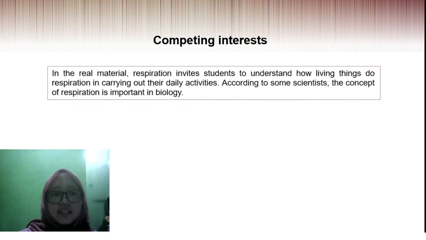Competing interest in the respiration material invites students to understand how living beings do respiration in carrying out their daily activities. According to some scientists, the concept of respiration is important in biology.